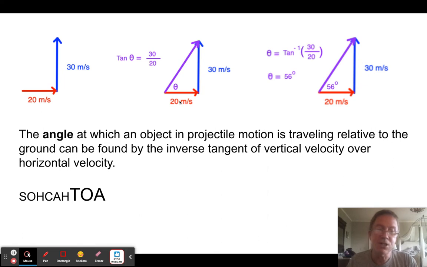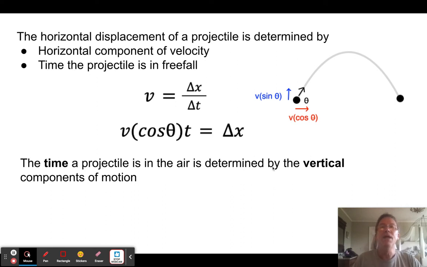But I don't want to know what the tangent of it is. I want to know what the actual angle is. So then what I do is I take the inverse tangent of both sides. The inverse tangent of 30 over 20 gives me a value of 56 degrees. And that should look right, because if these were both the same, that'd be a 45-degree angle. Since the vertical is more than that, I should have more than 45, which is what I got. So I know I did it right. Okay, keep going here.